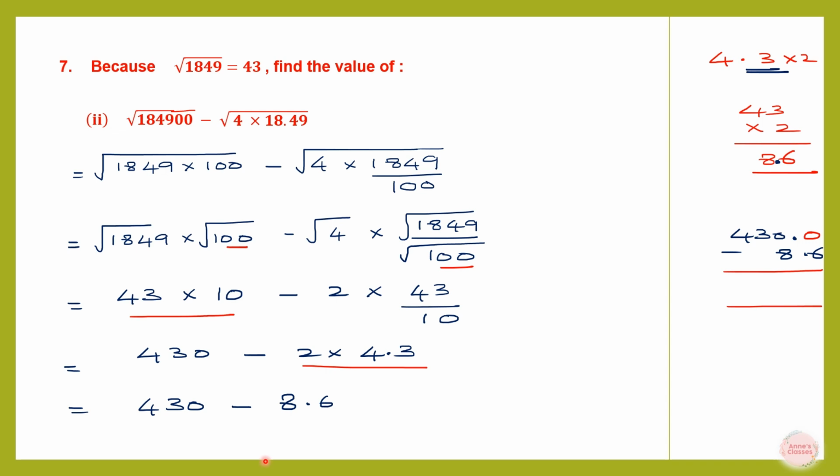Let's borrow. Now here we can't borrow from 0, so we borrow from 3. So this becomes 2, this becomes 10. From 10 we're going to borrow here. Now 10 minus 6 is 4. 9 minus 8 is 1. Then we have 2 and 4. So what is our answer here? 421.4. So this is our final answer.